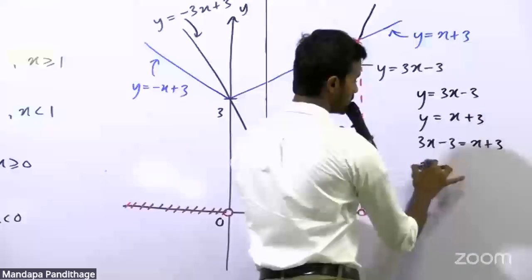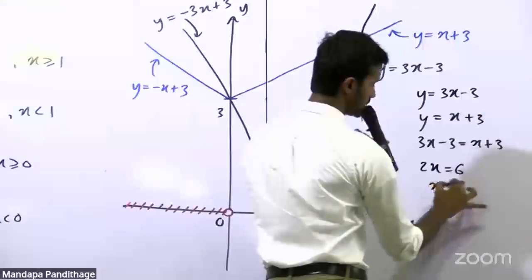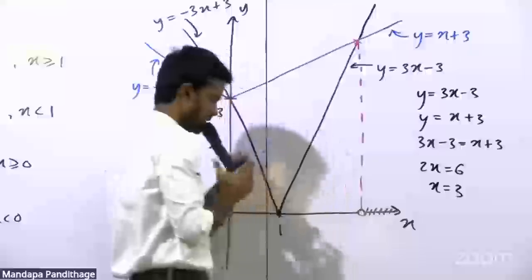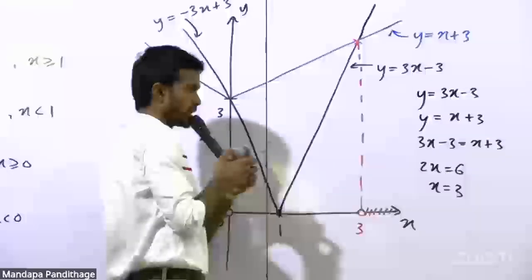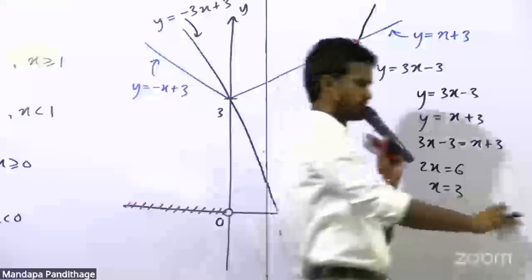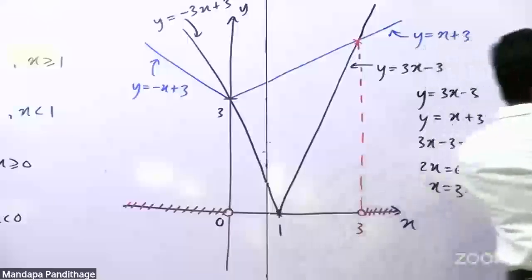You get 2x is equal to 6, so x is equal to 3. So you get this point of intersection, it's 3. Clear. Okay, so first solve that. Forget about that one. In the end, just look at that, write this, and then write the answer.